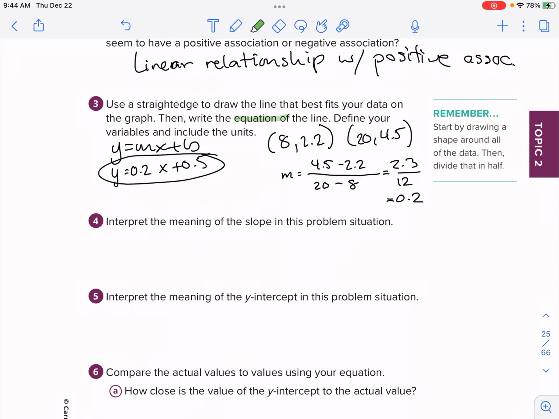With this, we have to figure out what the slope means. It represents the change in time to complete the chain per student. So it's about 0.2 seconds per additional student.